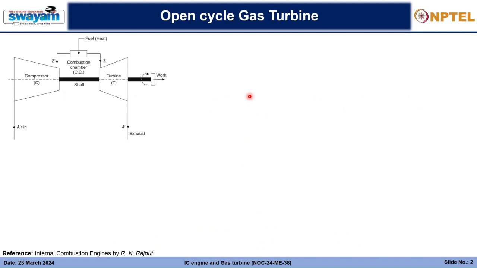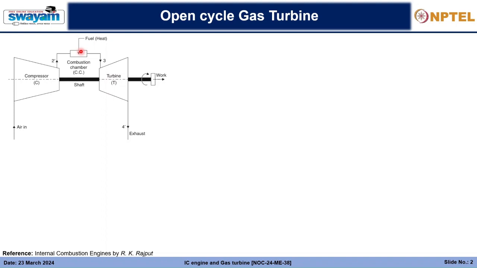First, we would like to recapitulate what an open cycle gas turbine is. In an open cycle gas turbine, air is sucked into the compressor, and the compressor compresses the air to an elevated pressure. The compressed air moves into the combustion chamber, where fuel is supplied and combustion takes place, due to which a huge amount of energy is supplied, and this energy will elevate the temperature of the gas.